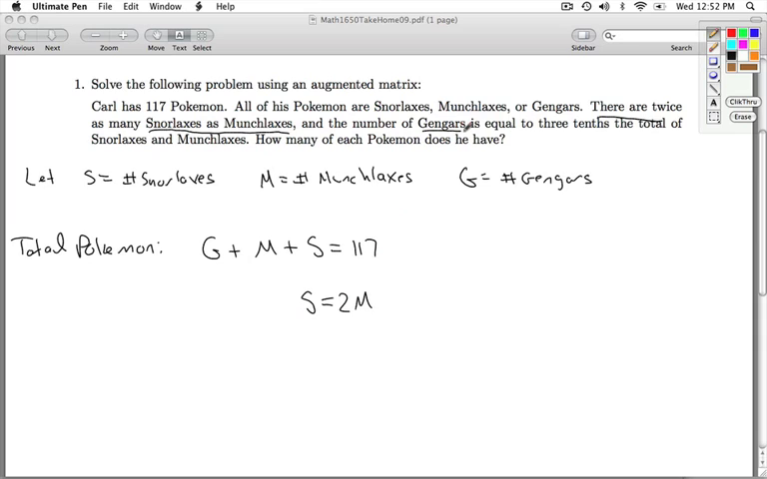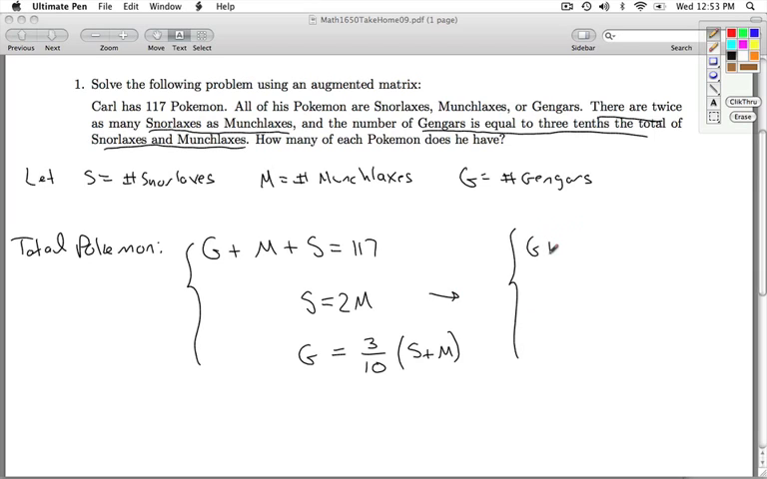And the number of Gengars is equal to 3/10 the total of Snorlaxes and Munchlaxes. So it's 3/10 times the quantity S plus M. So this gives me three equations, and I have three unknowns. We need to put these in more of a standard format, though.